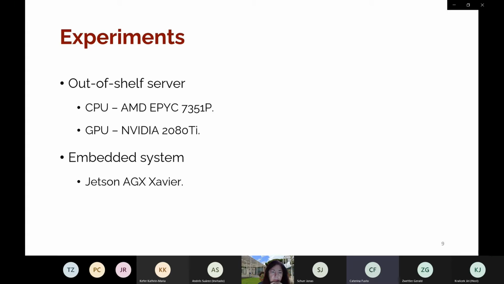It is customary to use off-the-shelf GPU servers for evaluation of object detection models. However, we cannot expect the use of high-end or professional GPUs in the real deployment due to their immense power consumption. Thus, the experiments were conducted not only on a server, but also on an embedded system. The server contained an AMD EPYC 7351P processor and an NVIDIA 2080 Ti graphics card. Jetson AGX Xavier was used as the embedded system.